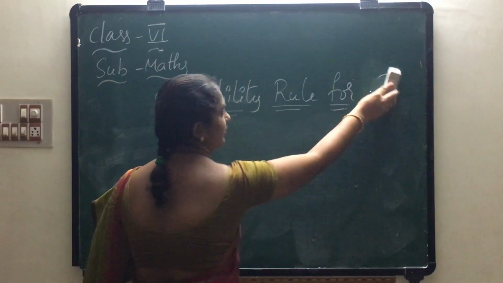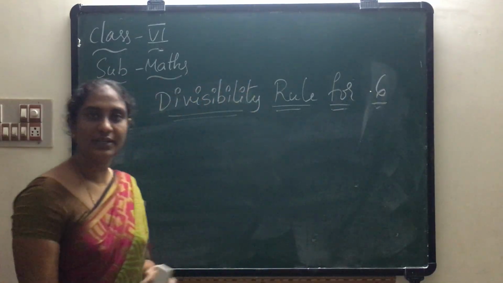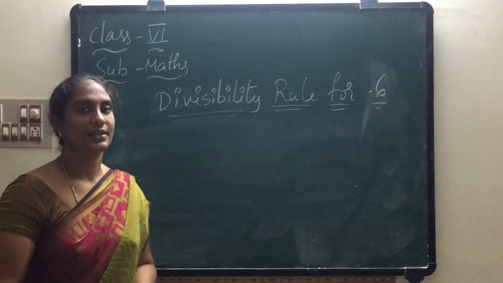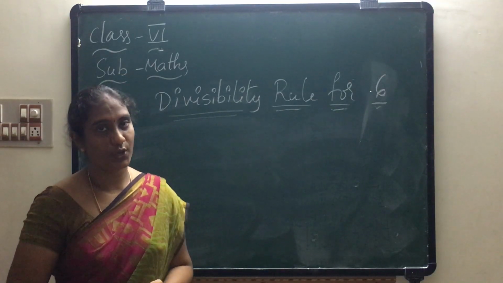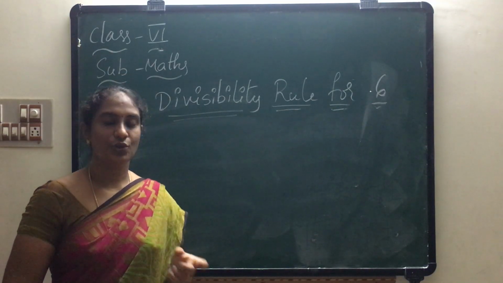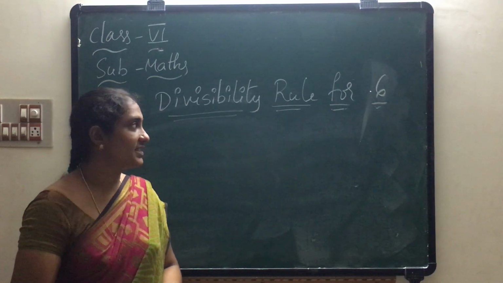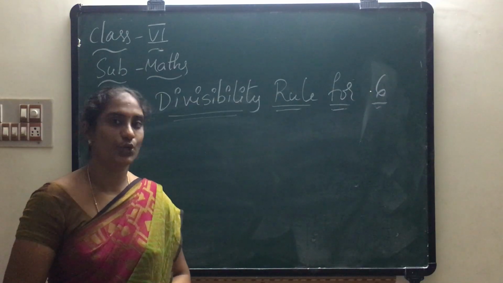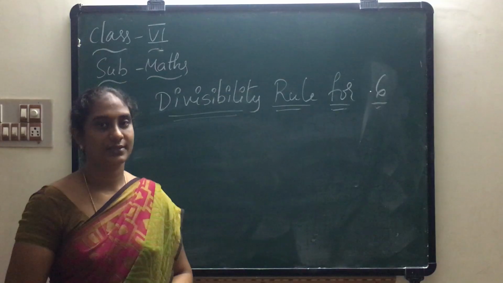Divisibility rule for 6. What is the divisibility rule for 6? It means the number must compulsorily be divisible by 2 and by 3. Then only it is divisible by 6. The number must compulsorily be divisible by 2 and by 3. Then only the total number is divisible by 6.